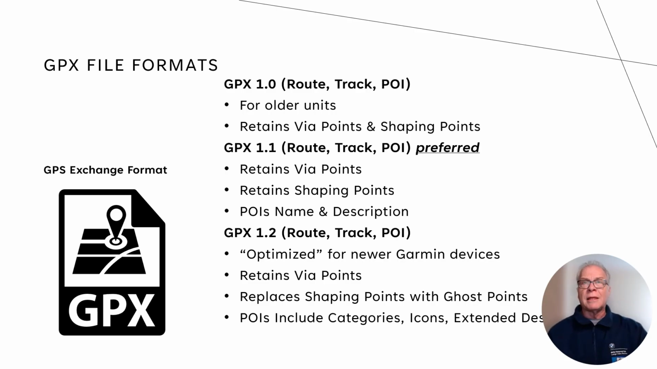This is the preferred method, even though there's a newer version called GPX 1.2, which came out with the Navigator 5 and 6. It is optimized for the newer Garmin devices. It retains the via points where you stop, but it's going to replace your shaping points with what they sort of call ghost points, and they're not as good. If you use it for POIs, it has extended descriptions and icons as well, but we're not doing POIs in this video.